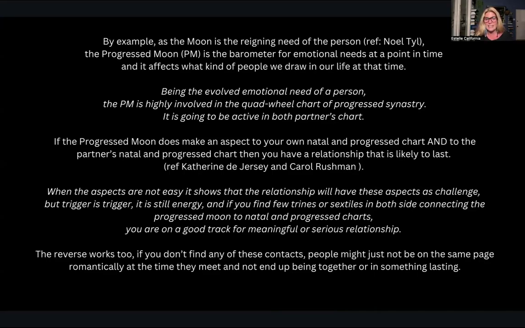Catherine de Jersey and Carol Rochman talk about it. When the aspects are not easy, it shows that the relationship will have this aspect as a challenge. But a trigger is a trigger, and it's still energy. And if you still find a few trines and sextiles on both sides connecting the progressed Moon to the natal and progressed chart, you are on a good track for a meaningful and serious relationship.